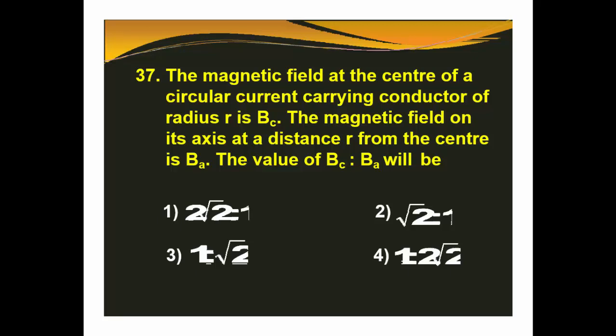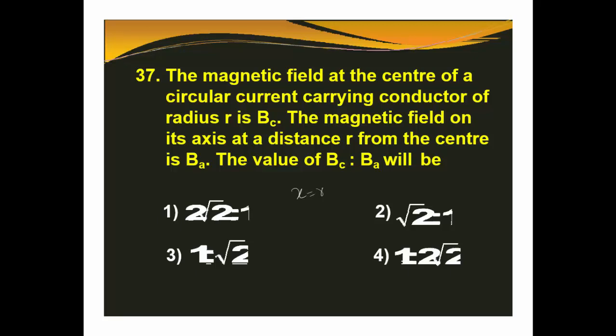37th question. The magnetic field at the center of a circular current carrying conductor of radius R is BC. The magnetic field on its axis at the same distance R from the center is BA. So x equal to R. You have to get the relation between BC and BA.